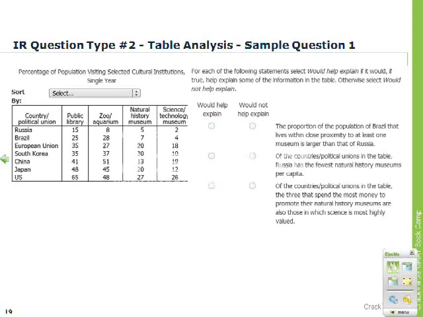What's the first one? The proportion of the population of Brazil that lives within close proximity to at least one museum is larger than that of Russia. Right? So would it help to explain? So basically what can we see from the graph?